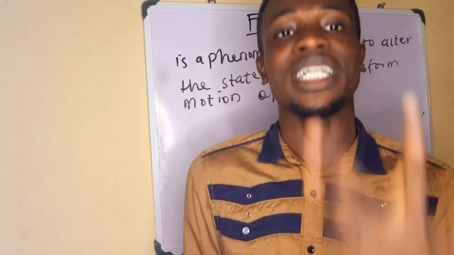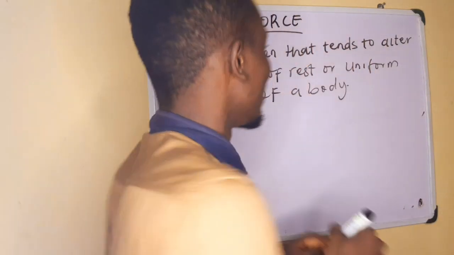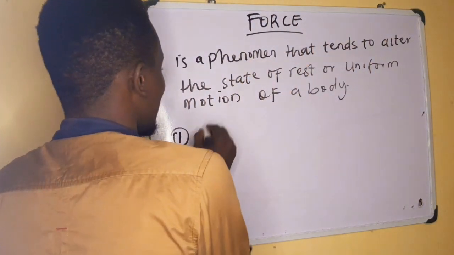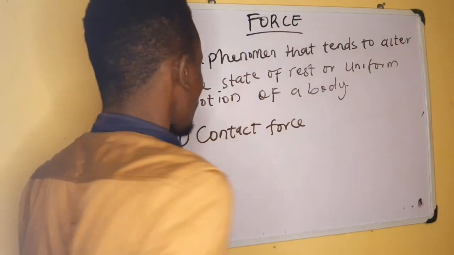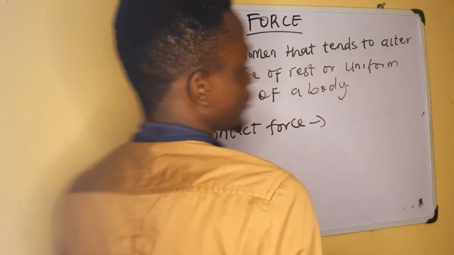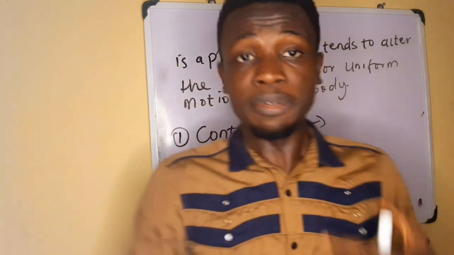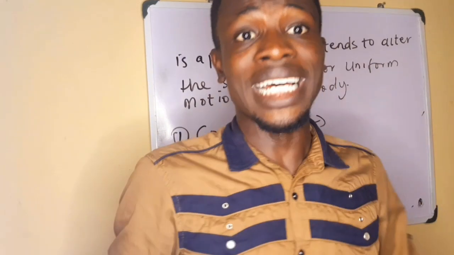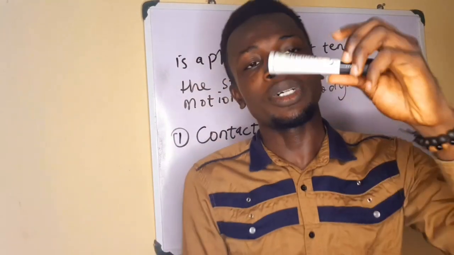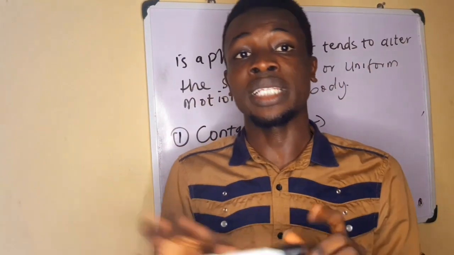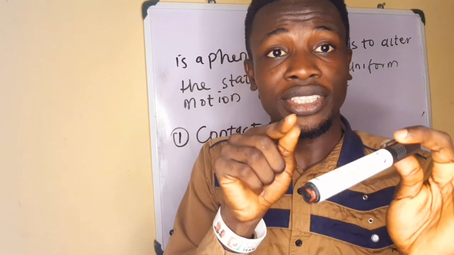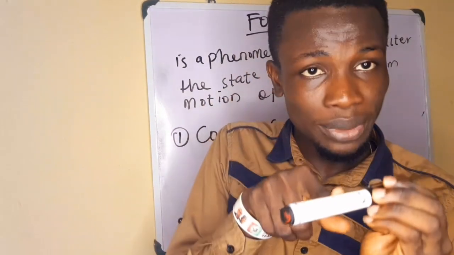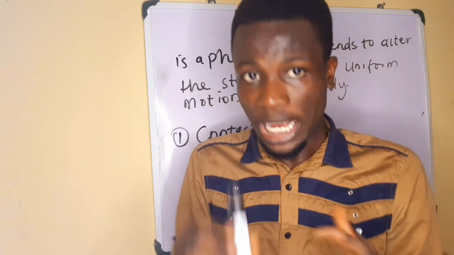Under force, there are two categories that we'll be discussing. The number one category is the contact force. Contact forces are forces that are in contact with the body that they affect. For example, this marker, when I keep it on the desk, cannot move unless I come back and push it. So I have to make contact with it before it can move. I hope you got what I mean.